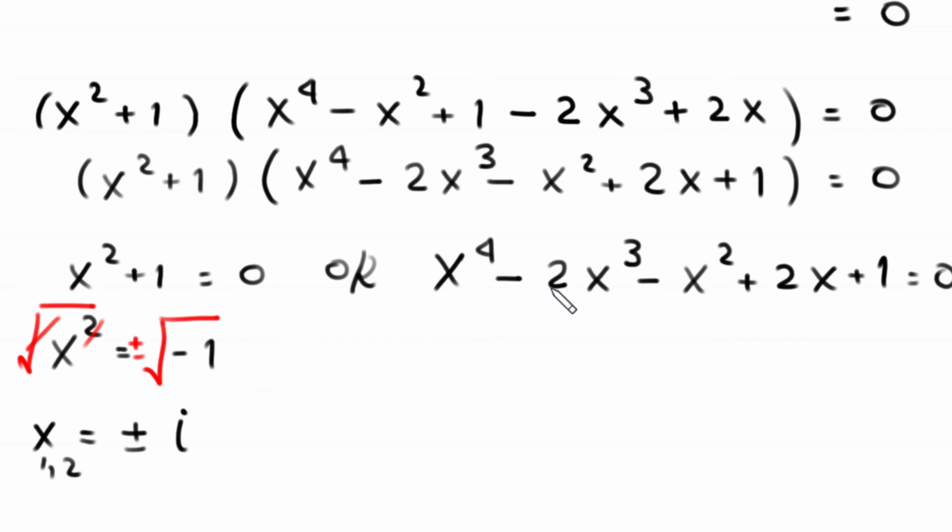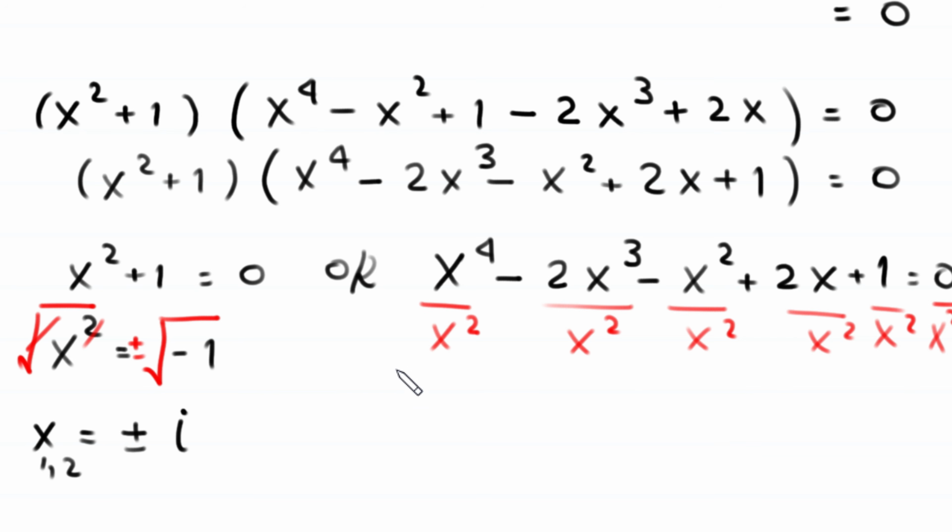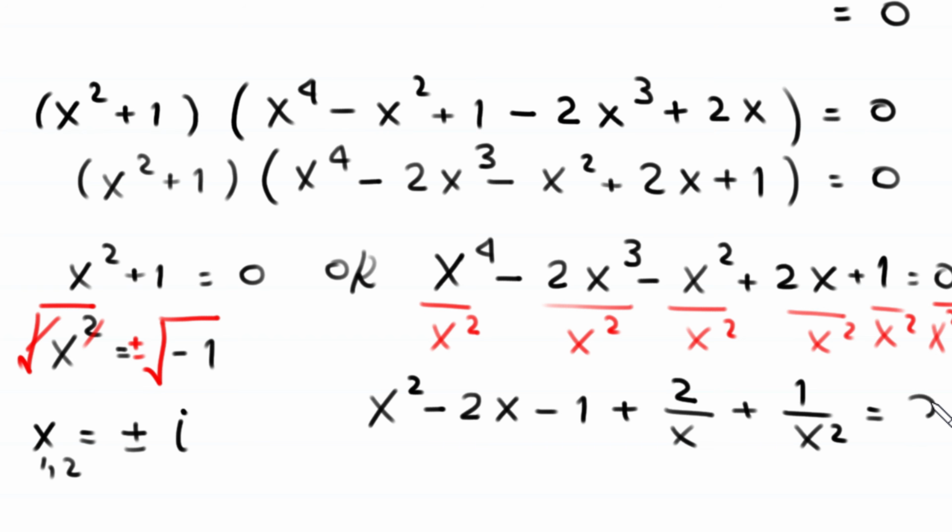Now in this case, this quartic equation is a reciprocal equation, so we divide the whole equation by x squared. We divide each term by x squared, and also divide the 0 by x squared. So this will become x squared minus 2x minus 1 plus 2 over x plus 1 over x squared equal to 0.